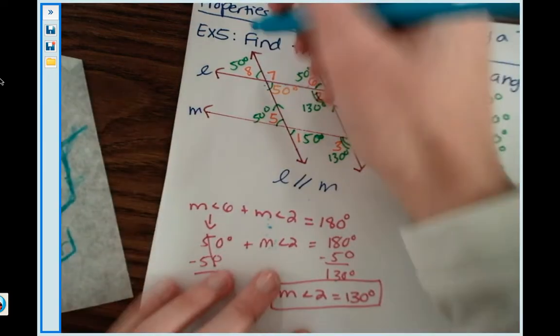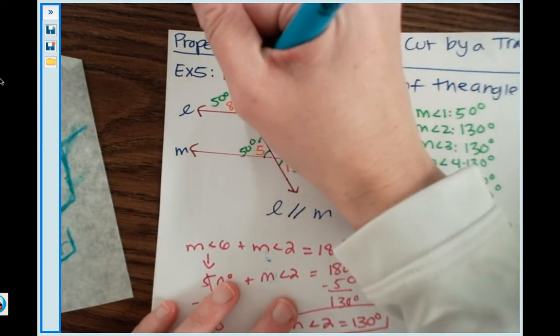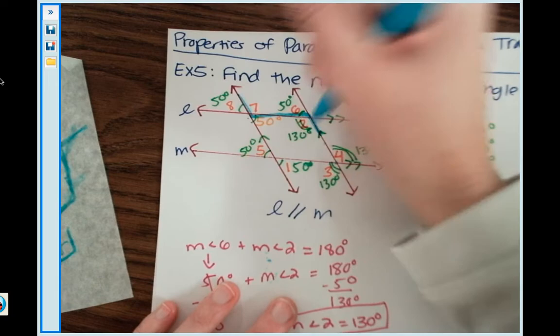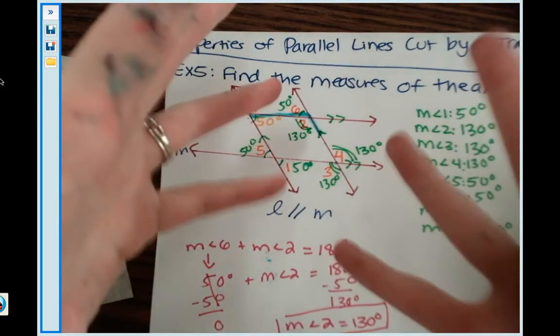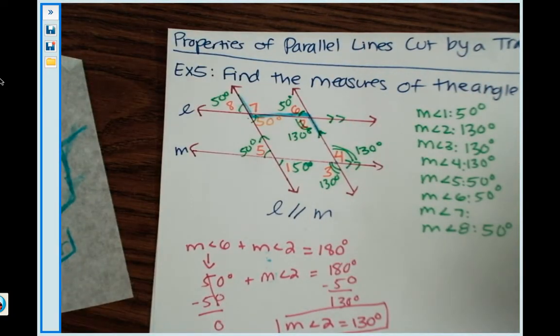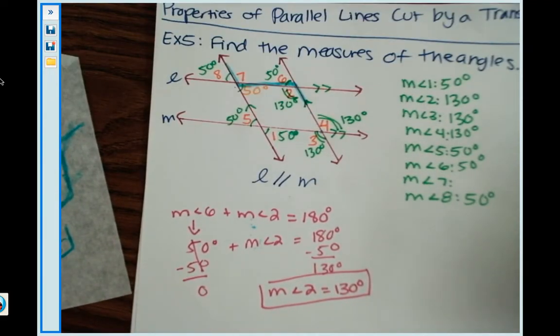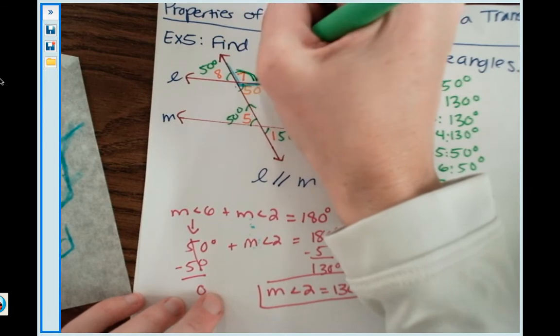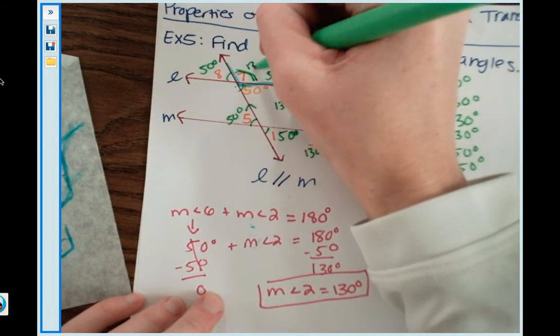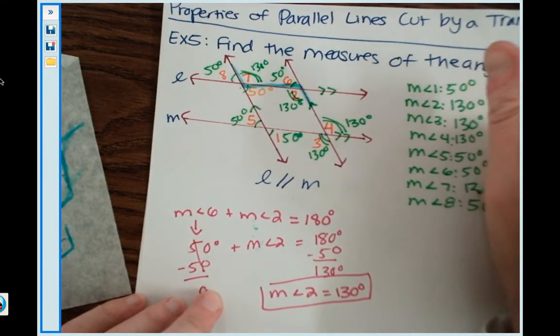Guys, so these two right here, which I'll draw on this final one so you can see it a little better, make that Z shape. What angle pairs make the Z shape? It is alternate interior angles. I don't even know why I teach you guys. You're so smart. Okay, so 7 is congruent to 2, which means it's also 130 degrees.